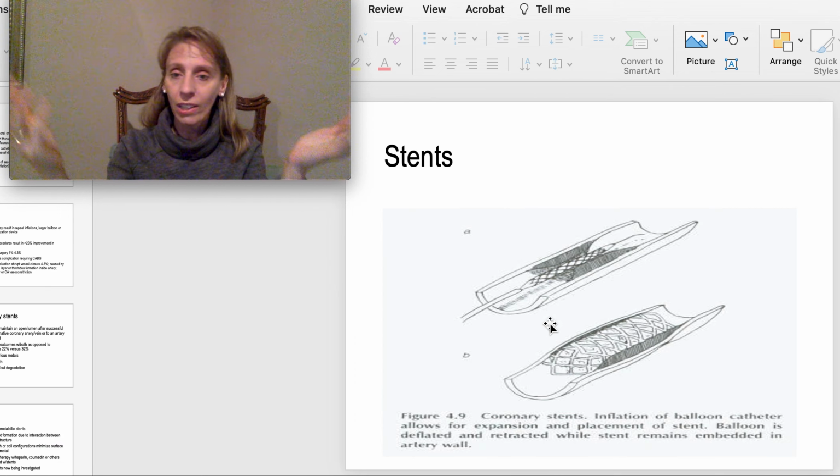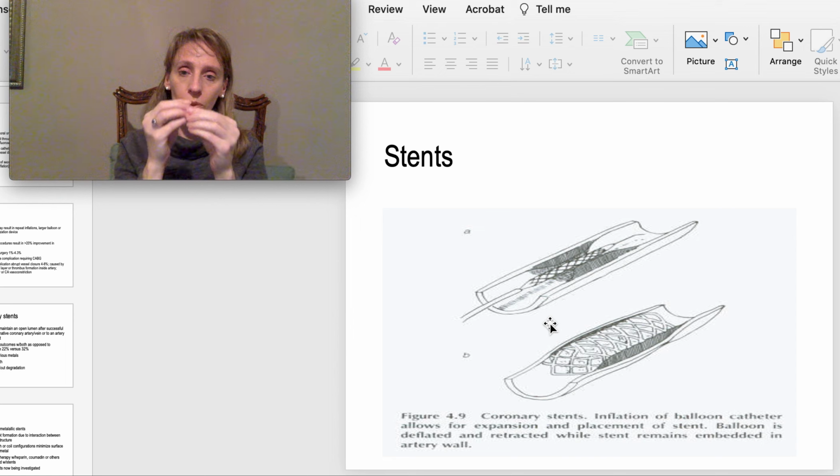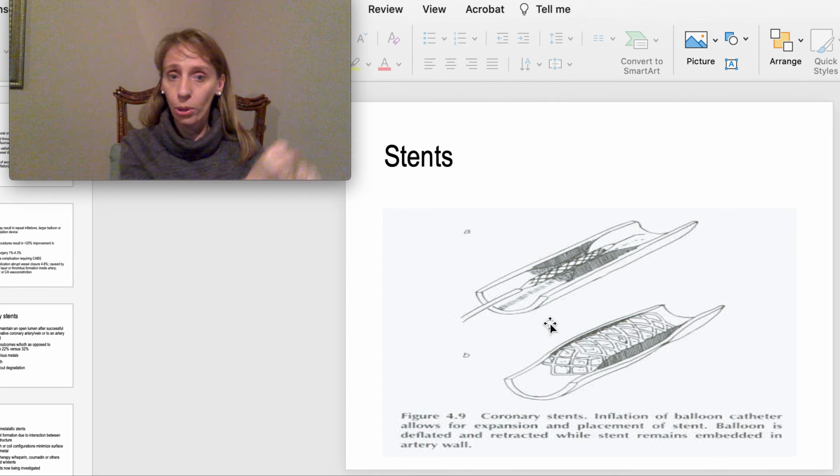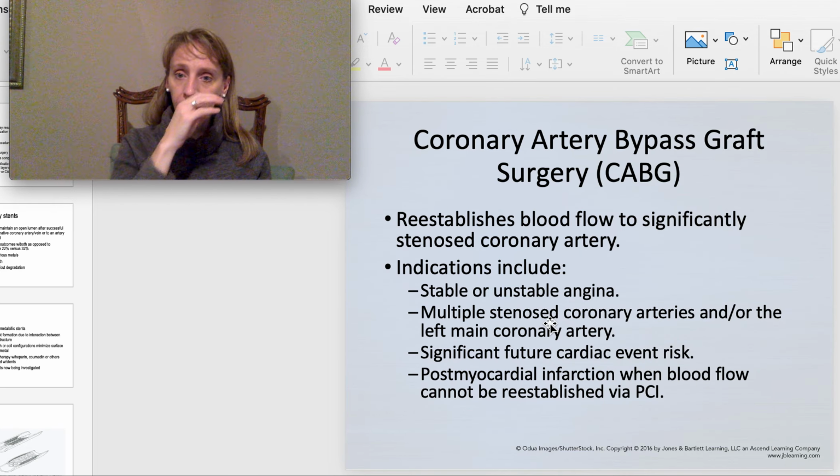What else? This is what they look like. I did my best to try to describe that to you, right? So the first photo is all that plaque is still there, and then they inflate the balloon, and then they put the stent in. The stent stays, and then the balloon comes out.